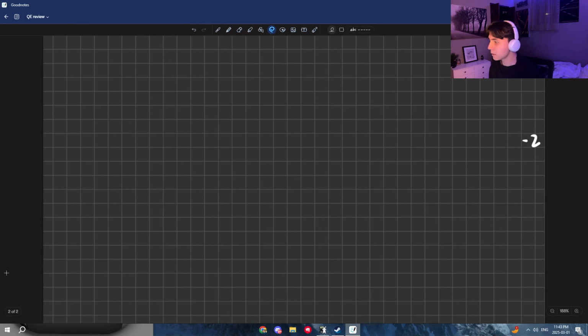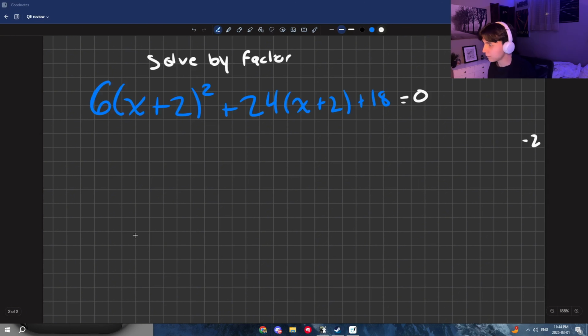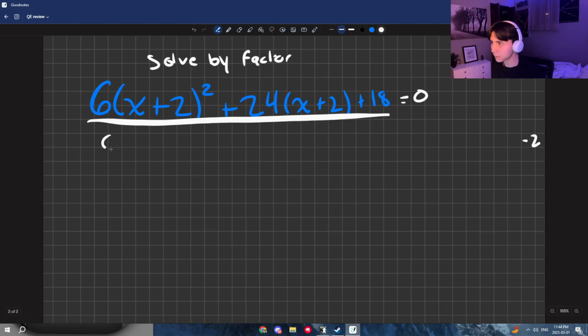Okay guys, this is going to be our last question here. We're just going to be doing a last factoring one, so let me get that all ready. Alright, so we're asked to solve this equation by factoring. If you remember from 10C, whenever we're factoring, the first thing we look for is a greatest common factor. Since we have a greatest common factor here of what looks to be 6, we can divide our whole equation by 6.